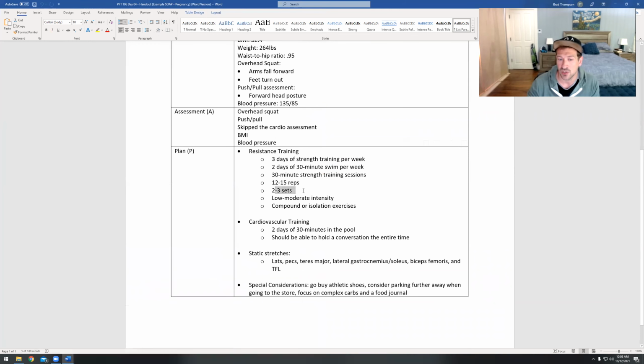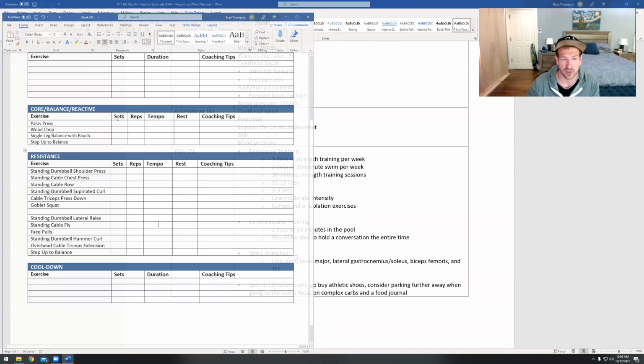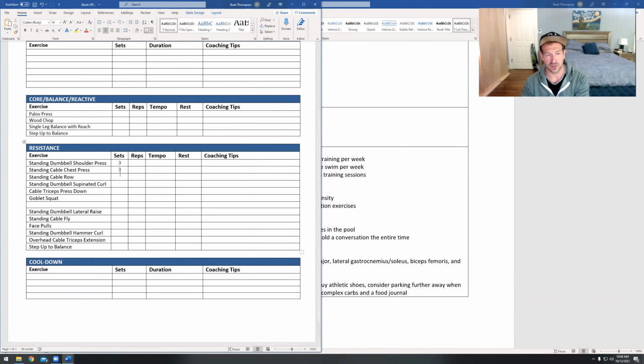12 to 15 repetitions, 2 to 3 sets. So that pairs up really well with what we saw here. So we'd probably go like 3 sets, like 12 repetitions there, or 15 repetitions there. Or we could do week 1 is 12 and week 2 is 15. Let's see here. This is week 1, 2 sets, 12 reps, right? And then week 2, we could change that to 2 sets of 15 reps. Week 3, we could change that to 3 sets of 12.